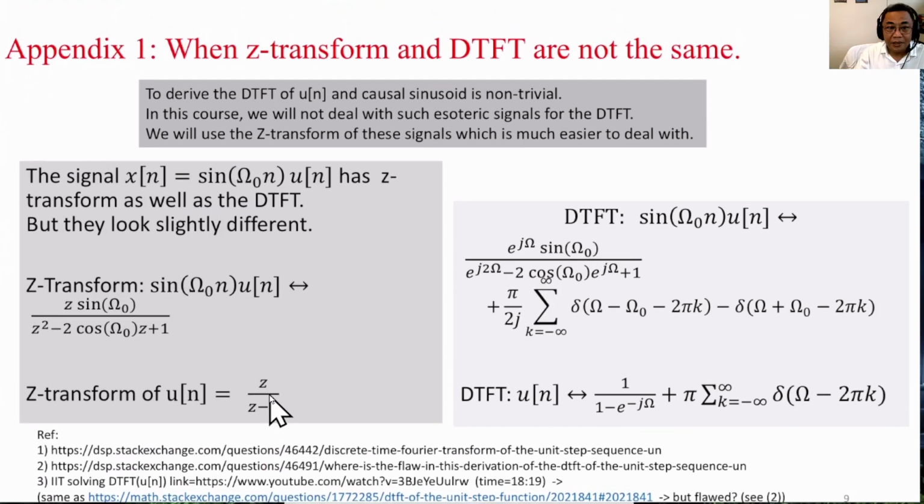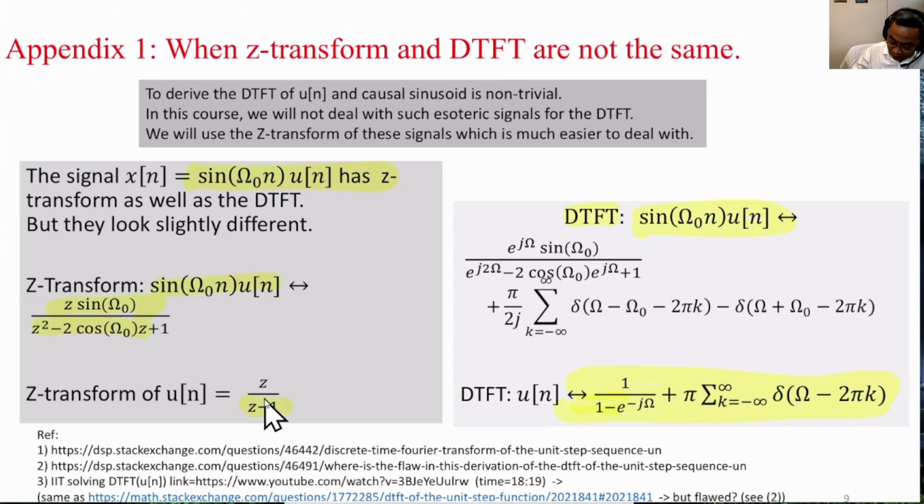Right? Now, interestingly, if you say that x[n] equals sine omega naught n u[n], then this has a Z transform. Okay? And does the Fourier transform exist? So if this is the Z transform of this, then what is the discrete time Fourier transform of this? It is a little bit eccentric. It looks exactly like this. We will not have a chance to play with such esoteric signals for the DTFT. We'll just use the Z transform and use it from here.